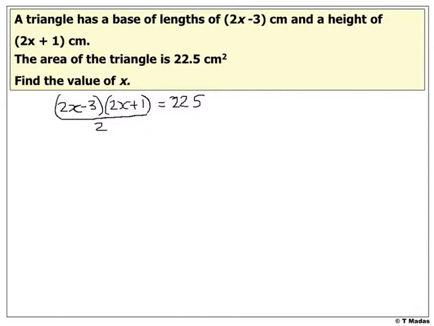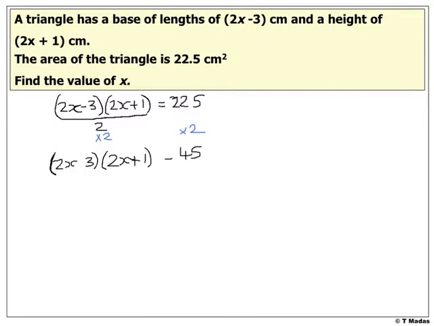So all we need to do is get the 2 off the bottom, put it equal to 0, factorise it, and then we've got the value of x. Once we've got the value of x, we can work out the exact base and height distances. To do that, you could expand the brackets first here, but I'm going to get rid of this divide by 2. To do that, I'm going to times both sides by 2, so that in my next line, I've just got the brackets left on top. And on the other side, I've got 22.5 times 2, which is 45.